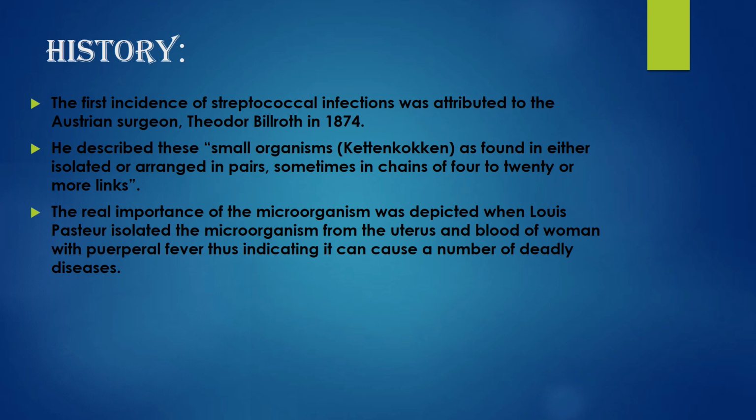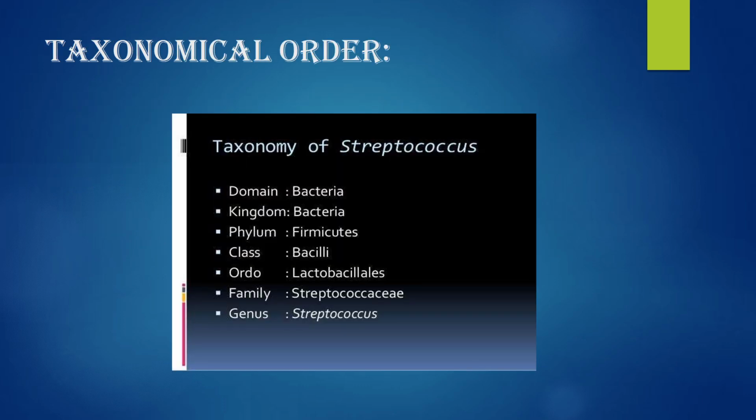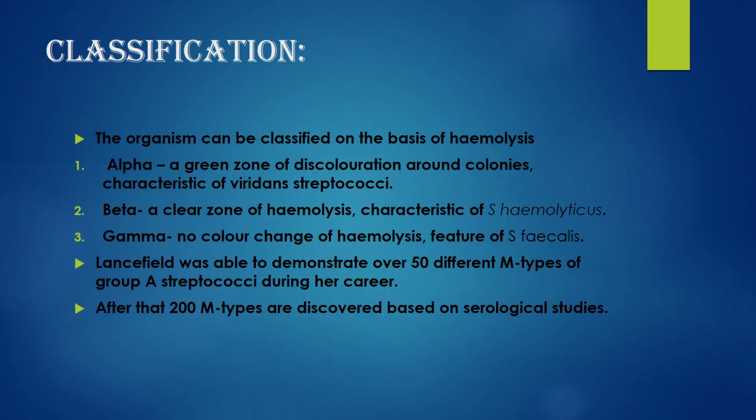In this particular slide, the taxonomical order of the organism Streptococcus pyogenes is provided, where the domain, kingdom, phylum, class, order, family and genus are depicted. Classification of the organism Streptococcus pyogenes can be done on two bases: the basis of hemolysis and the Lancefield system.